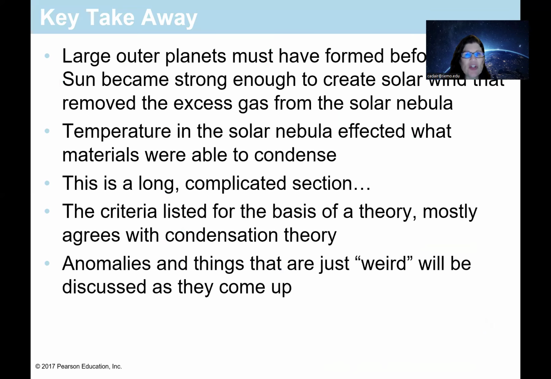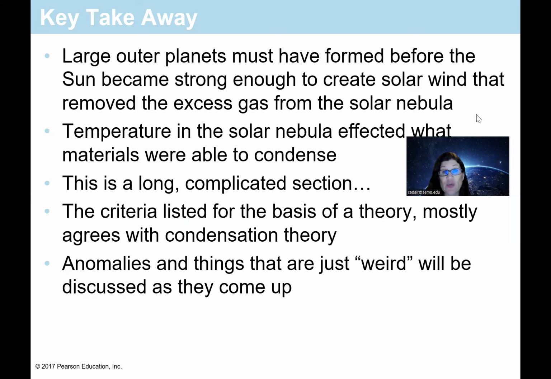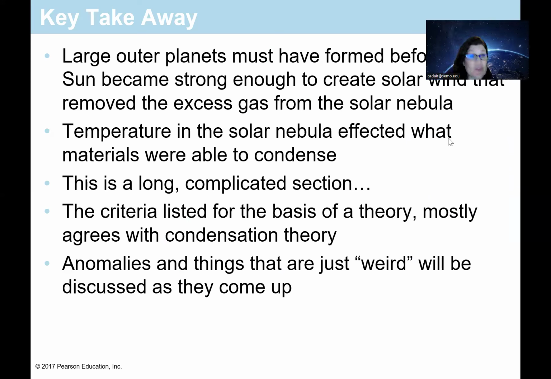Key takeaways: large outer planets must have formed before the sun became strong enough to create a solar wind that removed the excess gas. That's interesting. Temperature in the solar nebula affected what materials were able to condense, so which materials were able to stick together. This is a long, complicated section for this one. The criteria listed for the basis of the theory mostly agrees with the condensation theory. Anomalies are things that are just weird, and we will discuss those coming up.